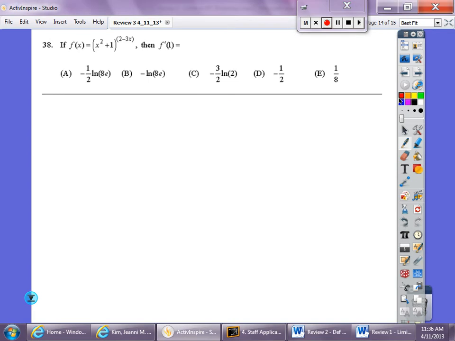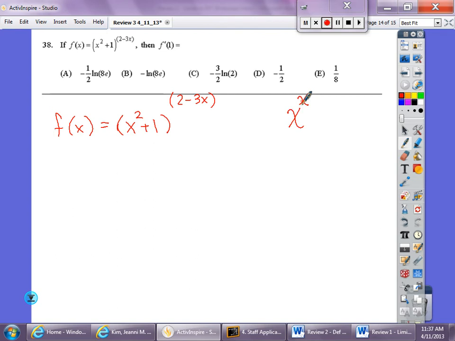All right, so f of x is x squared plus 1 to the 2 minus 3x. And the issue is you have a variable to a variable. So I'm just going to answer the question.